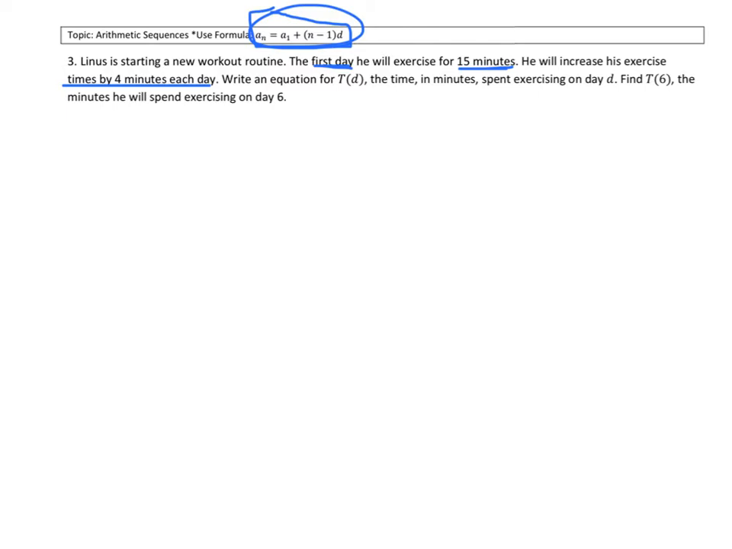If I am using an arithmetic sequence formula, I need to fill in two pieces, A sub 1 and D. We leave N as N. A sub 1 is our first term, which we just talked about. That was given to us as 15 minutes. That is the number of minutes he exercised on the first day. D is short for common difference. It's our constant rate of change, what we're either increasing or decreasing by each day. Because we are increasing by 4 minutes each day, our common difference is 4.